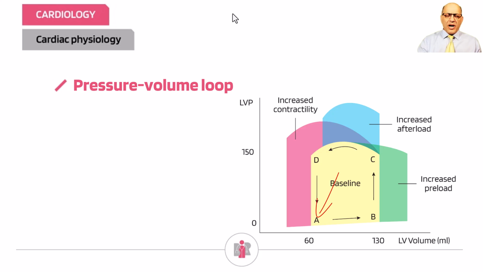So at A, the mitral valve opens. At B, the mitral valve closes. At C, the aortic valve opens. At D, the aortic valve closes.